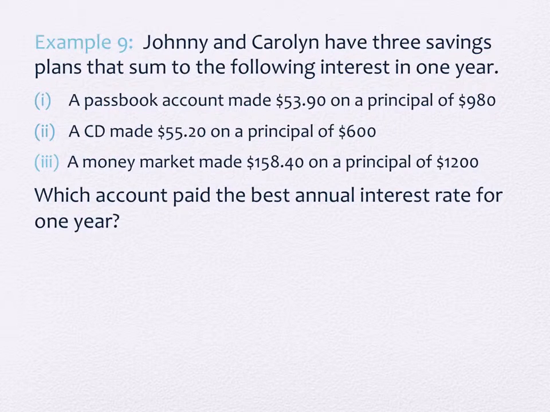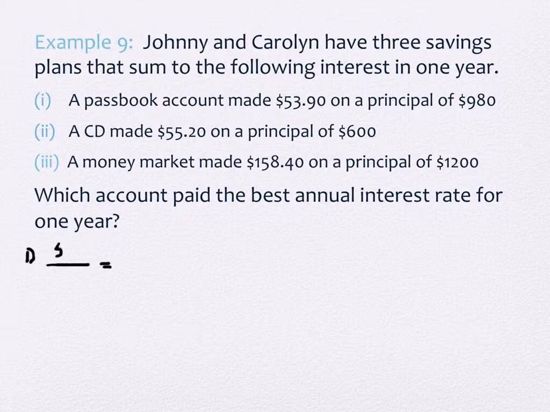Okay. I use this example because I want you to see that it sounds like this problem has to do with interest. And it does, but it actually is far more related to the percent section that we did than the interest section. So let's take a look and show how this works. All right, so the first one, the passbook account. We know that the passbook account makes $53.90. And we also know that the original amount that it was invested was $980. And what we're wanting to know is which one makes or has the highest interest rate. Okay? This is a problem a lot like those tax problems you guys were asking about.